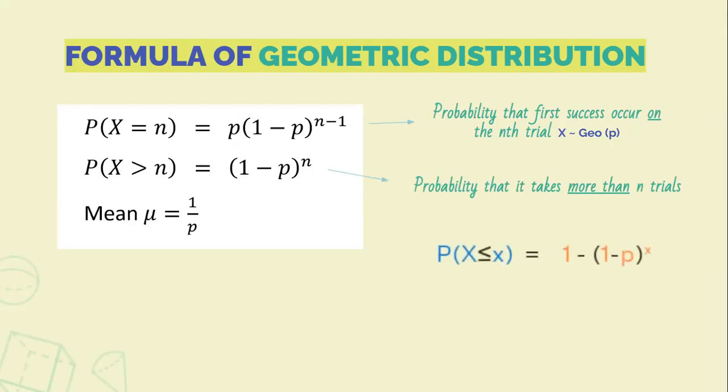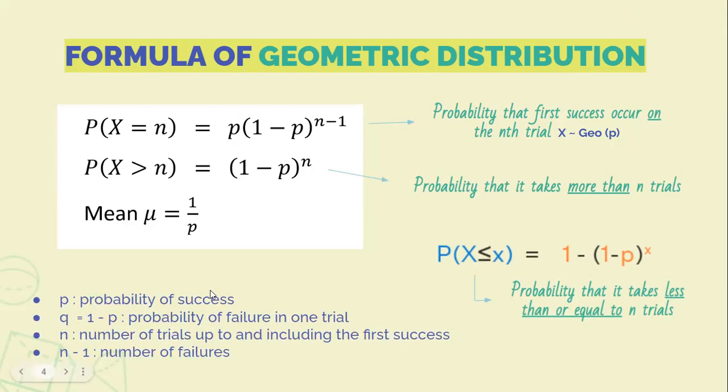Next one, the probability that X is less than or equal to n is 1 minus q to the power of n, and this is the probability that it takes less than or equal to n trials. And the last one is that the mean is just 1 over the probability. Here are the key terms. p is the probability of success, q is 1 minus p, the probability of failure in one trial, and n is the number of trials up to and including the first success, and n minus 1 is the number of failures.